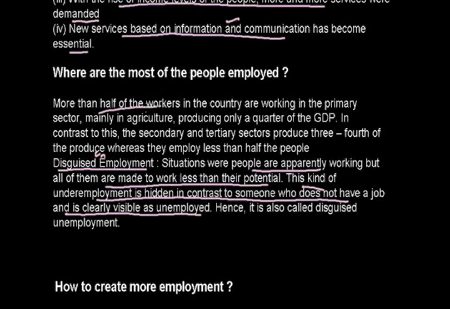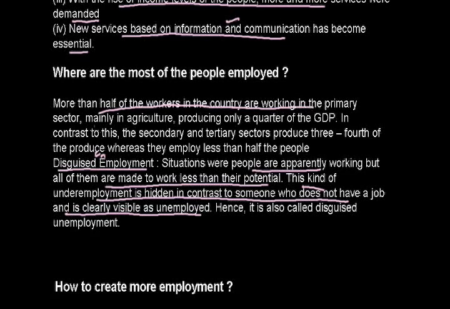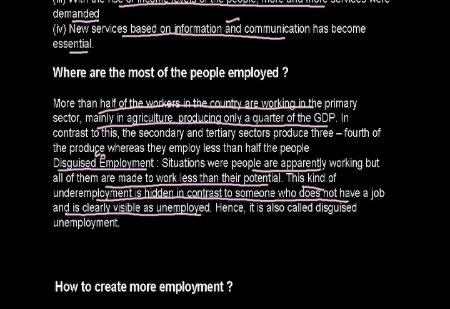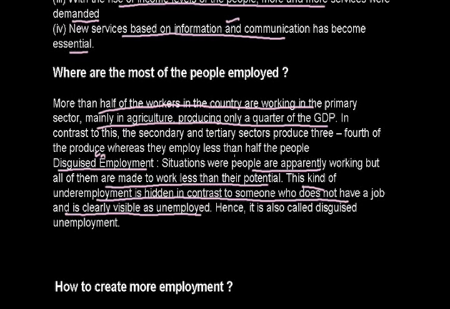More than half of the workers in the country, that is near about 60%, are working in the primary sector, mainly in agriculture, producing only a quarter of the GDP. Because the things which are produced by the primary sector are just raw material. And obviously, raw material is not going to give you good money.